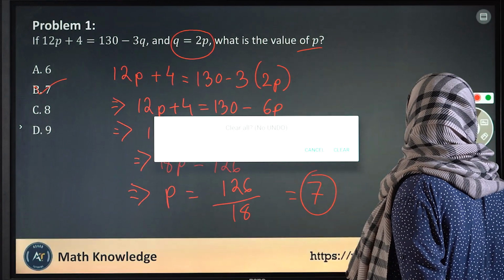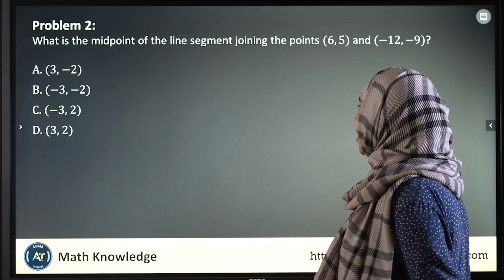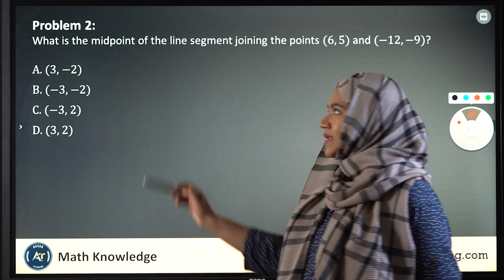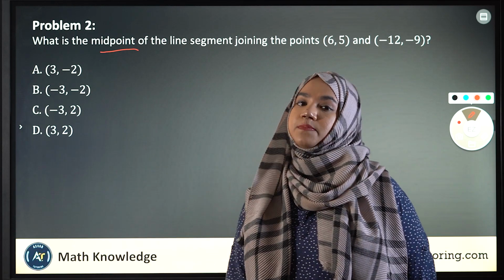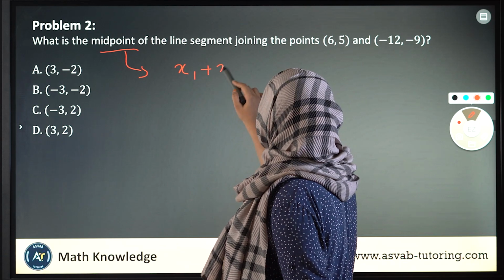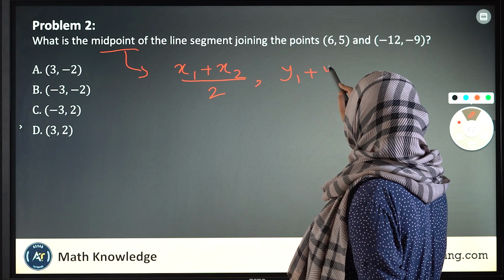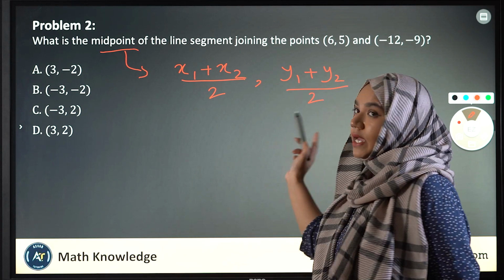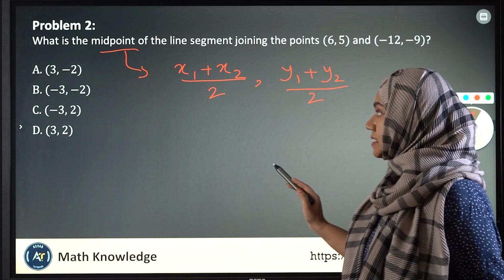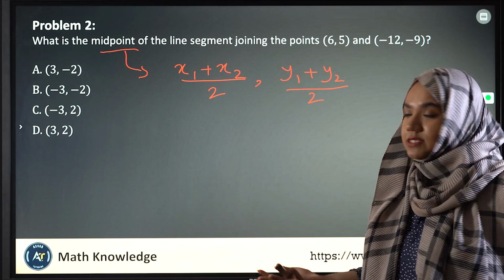Let's move on to the next question. Let's clear this and go to problem number 2. What is the midpoint of the line segment joining these 2 points? First of all, it's a part of coordinate geometry, which means that you do need to remember the formula for a midpoint. So what is the formula? The formula goes like this: x1 plus x2 divided by 2, comma, y1 plus y2 divided by 2. You can note all of these down with a pen and paper in a separate place, because maybe you're getting to know all of these concepts for the first time.